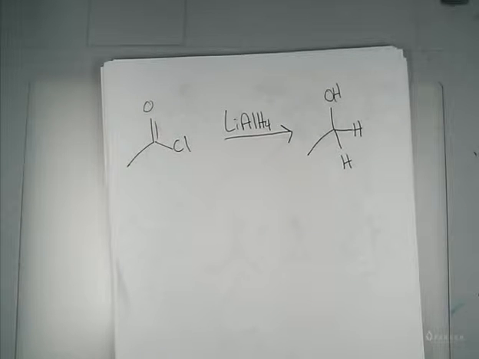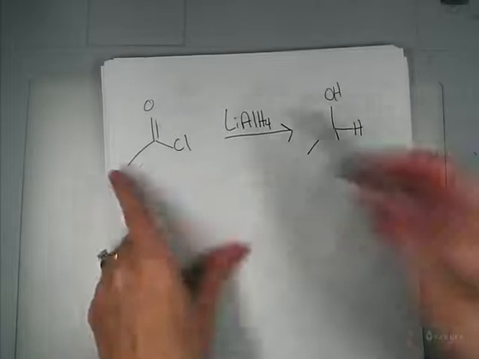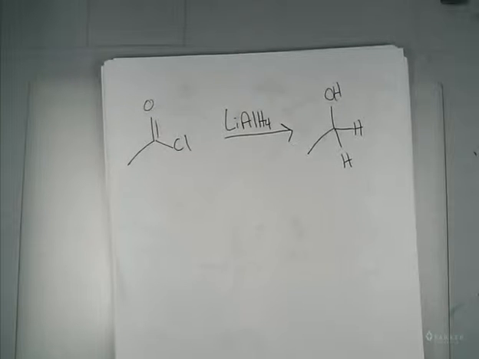Sodium borohydride, the NaBH4, is a reducing agent, but it's weak. So it'll only reduce aldehydes and ketones, nothing else. So when in doubt, you could put lithium aluminum hydride, because that reduces everything: ketones, aldehydes, acid chlorides, whatever. And that is the last reaction for chapter 10.